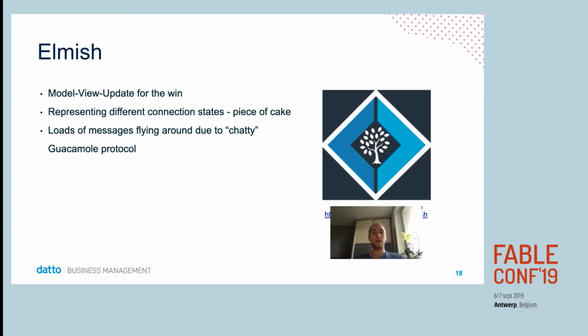And one thing worth mentioning is that due to the chatty Guacamole protocol, so whenever I move my mouse around this HTML5 canvas or type in something on my keyboard, I subscribe to those events, and they are then translated to Elmish messages. So there are lots of messages flying around, and because of that, we decided not to use the console trace for the development, but instead what we do is we have this separate debug section on the right hand side, which we use for seeing what's going on in the development mode.